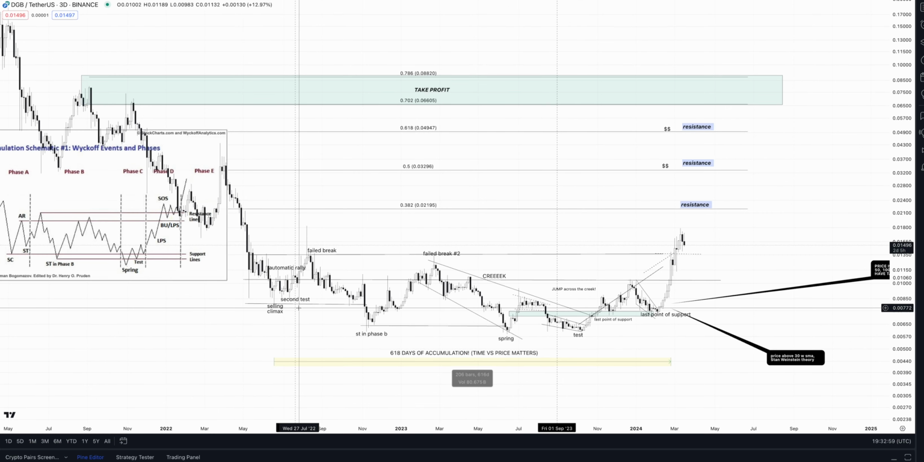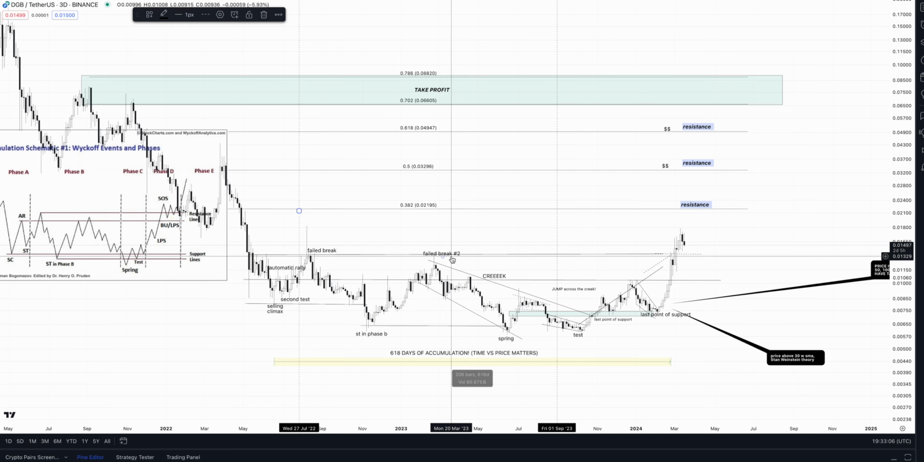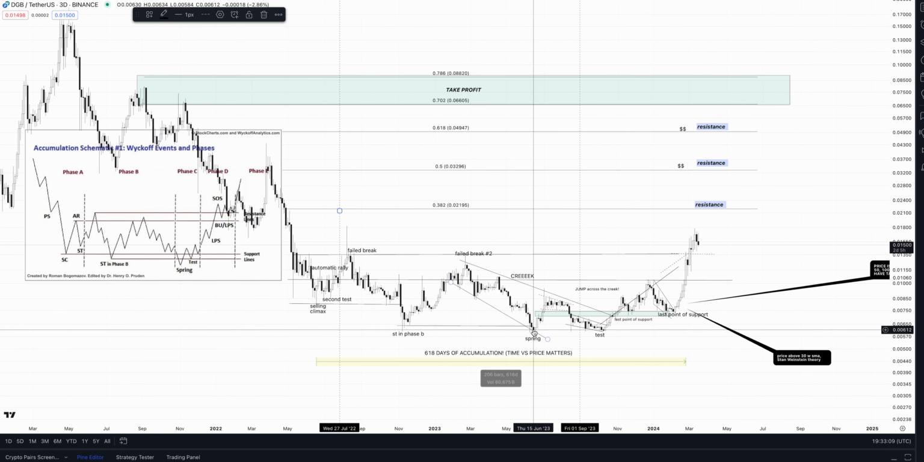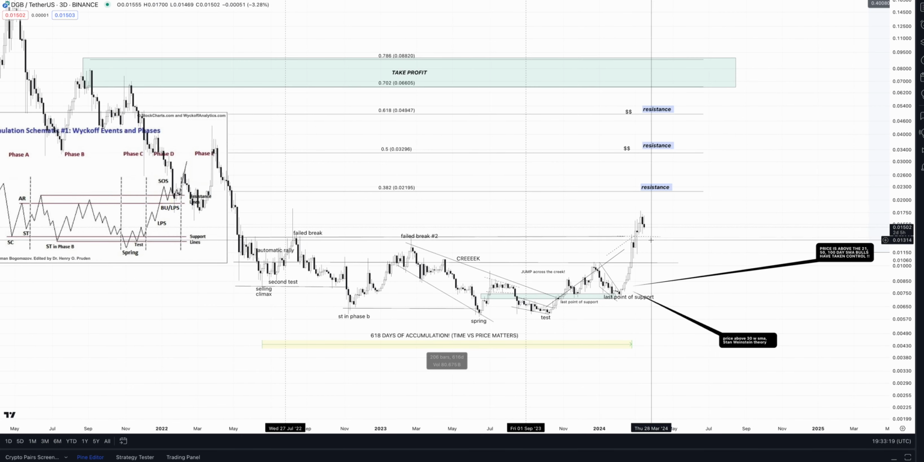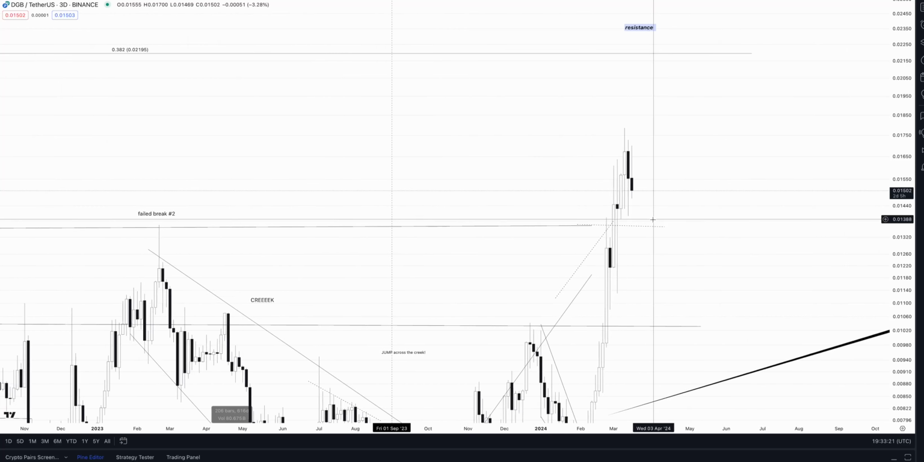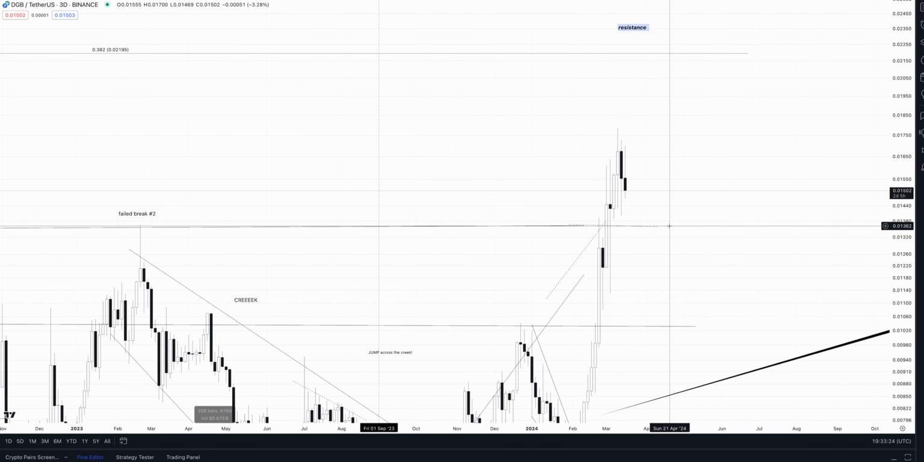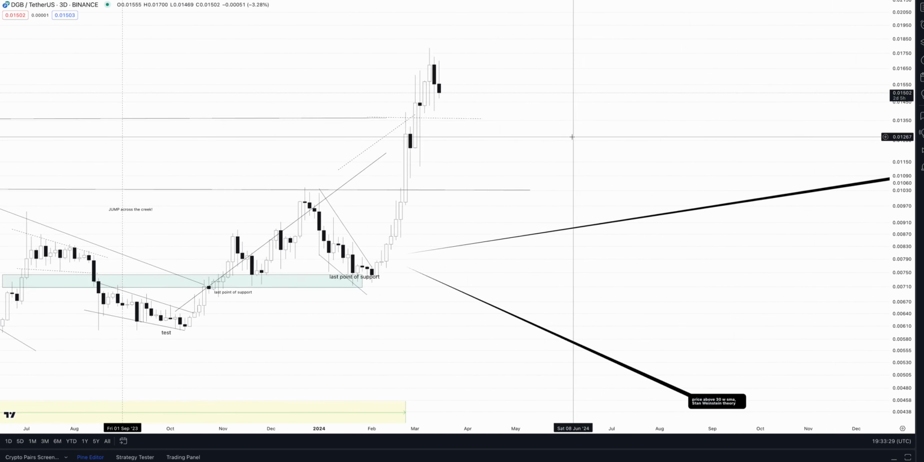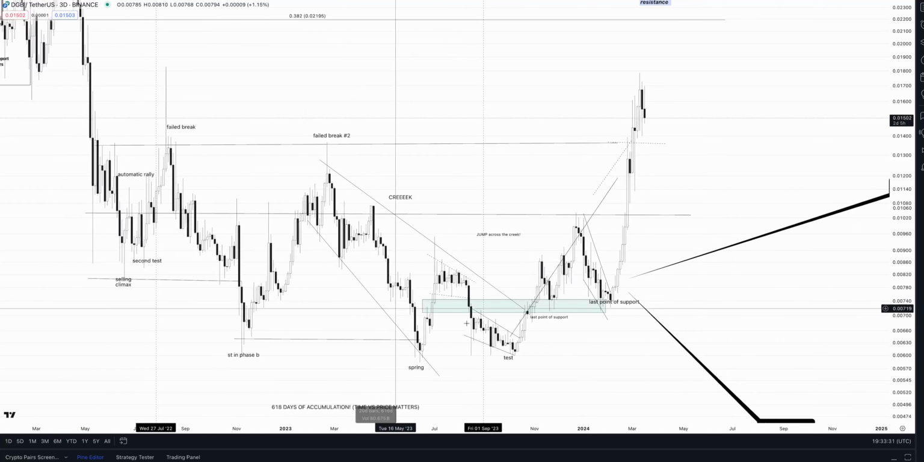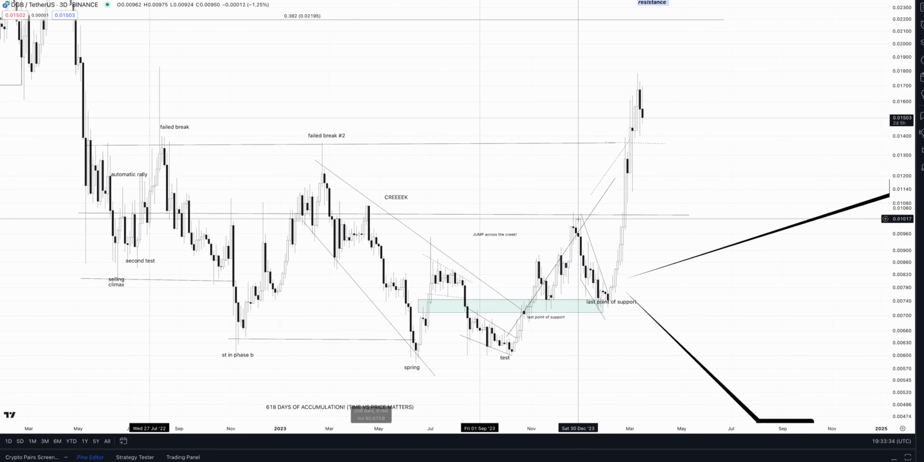You have your selling climax, your automatic rally, your secondary test, failed breakout, secondary test in phase B, failed breakout number 2. You have your spring, initial advance, test, last point of support, and then you have your jump across the creek. Now we've formed what's called our sign of strength. So now we're just coming back down to retest the top of this range here at 0.01365.